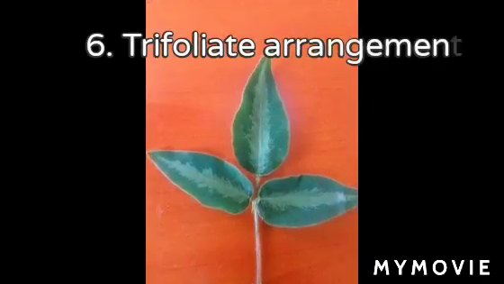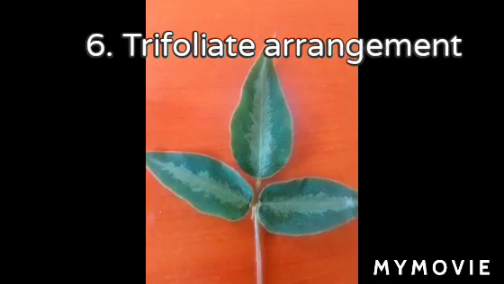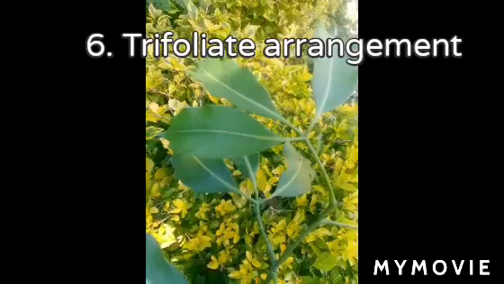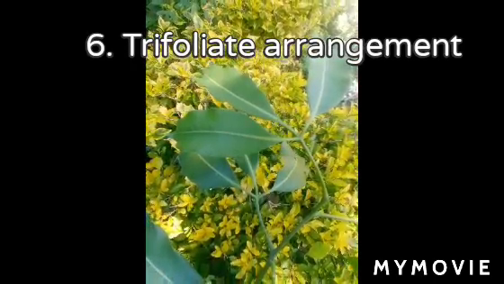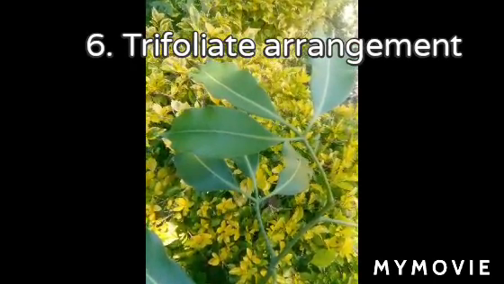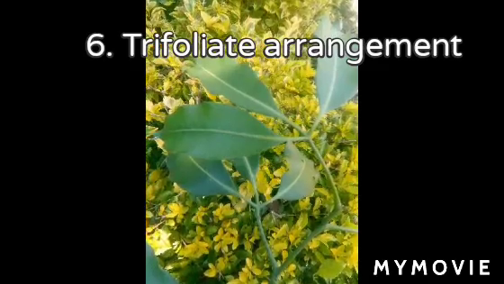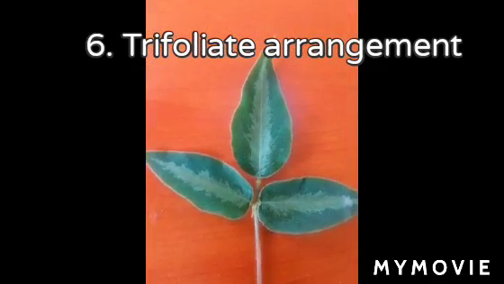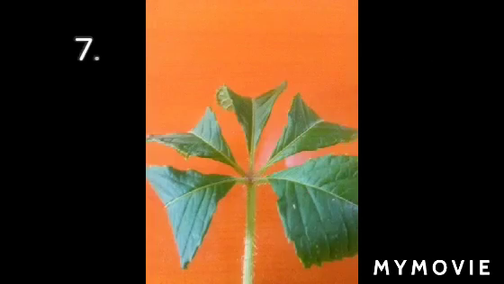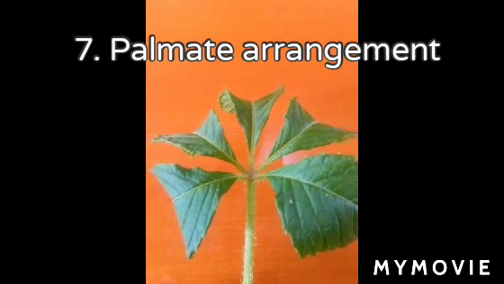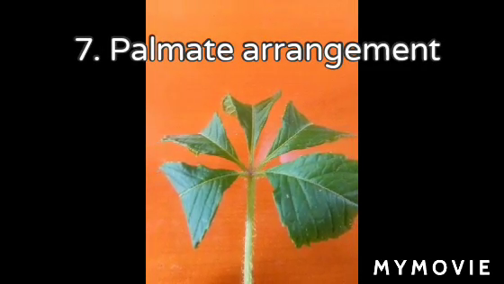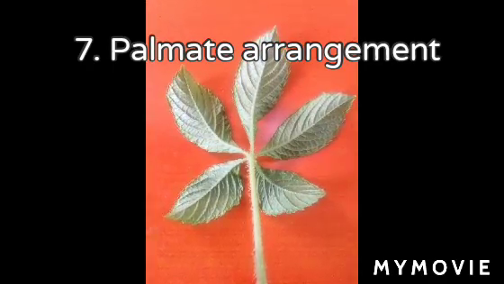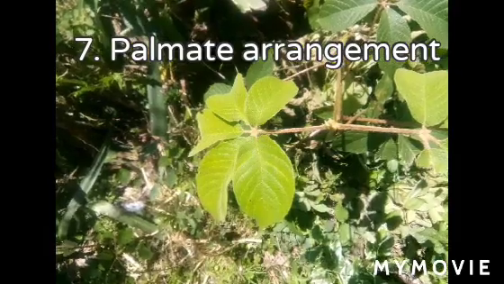Then number 6, we have what we call trifoliate type. It is just one leaf that has 3 leaflets, and then it is attached to the stem. Then number 7, we have what we call palmate. It is one leaf that has 5 leaflets, and it is attached to the stem or a branch.